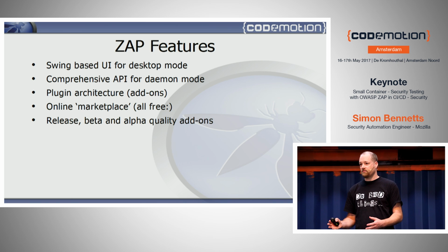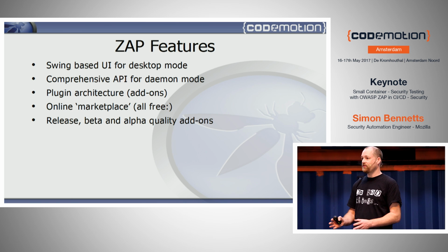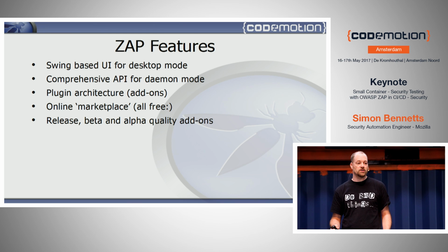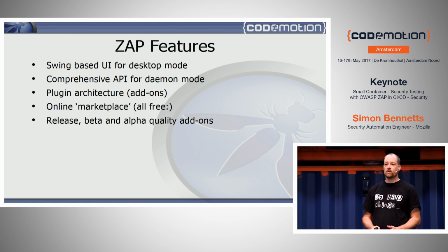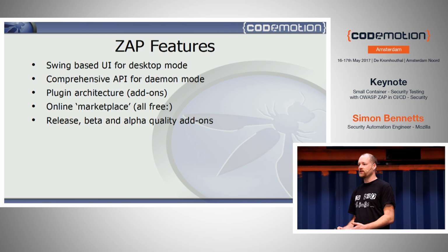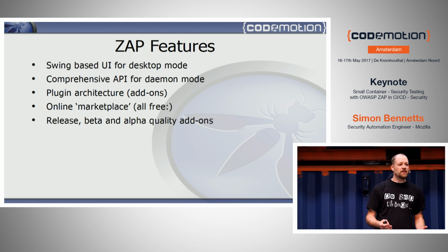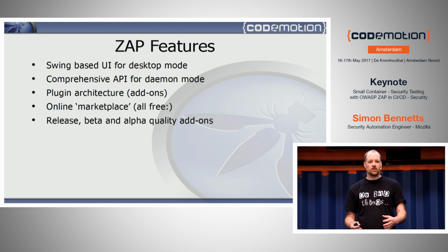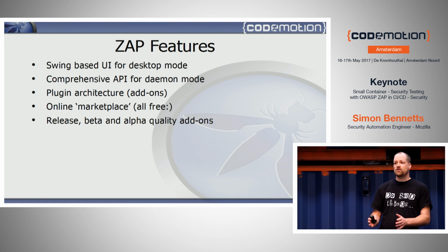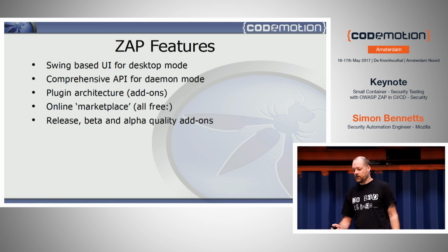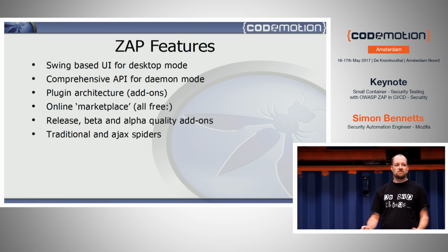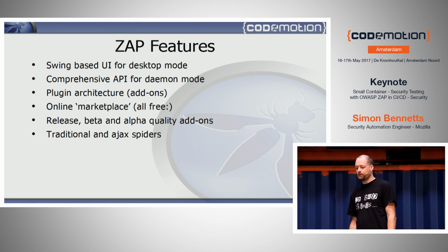So when we start off, everything starts with alpha quality, even add-ons written by the ZAP core team, then progresses to beta and release. And even those add-ons which are release quality, we might not include them with ZAP by default, because we only want to include the add-ons that we think will be most useful. And there are some add-ons which are either too immature, or too obscure for most people to use. So there's a lot of stuff on the marketplace which you can download and play around with.